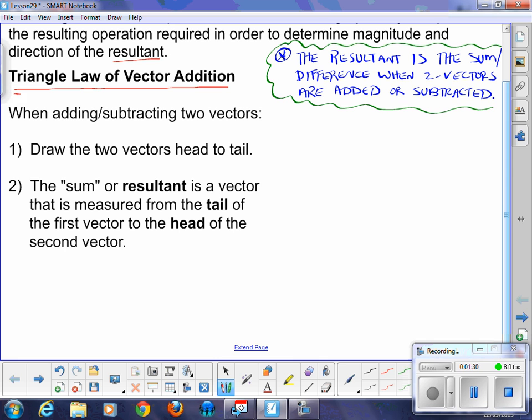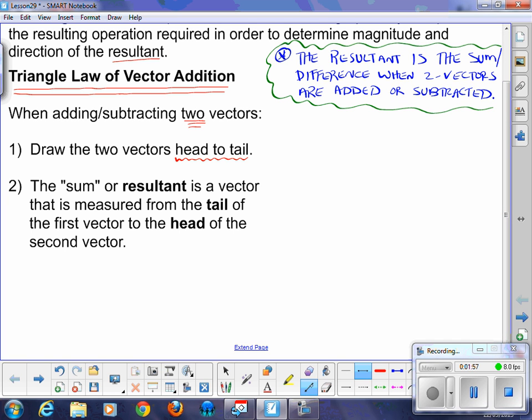This gives you a process to add geometric vectors. So we're adding or subtracting two vectors. Keep in mind, this process is only good for adding two vectors at a time. Step one, draw the two vectors head to tail. And I can't stress this enough: you need to do head to tail or this does not work.